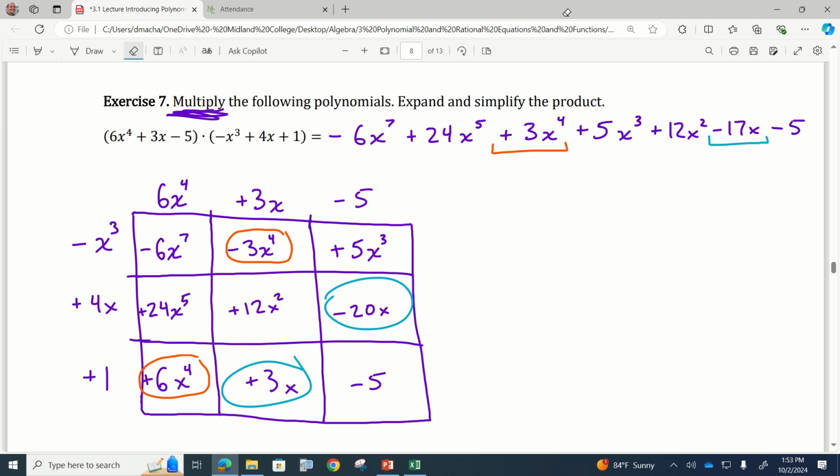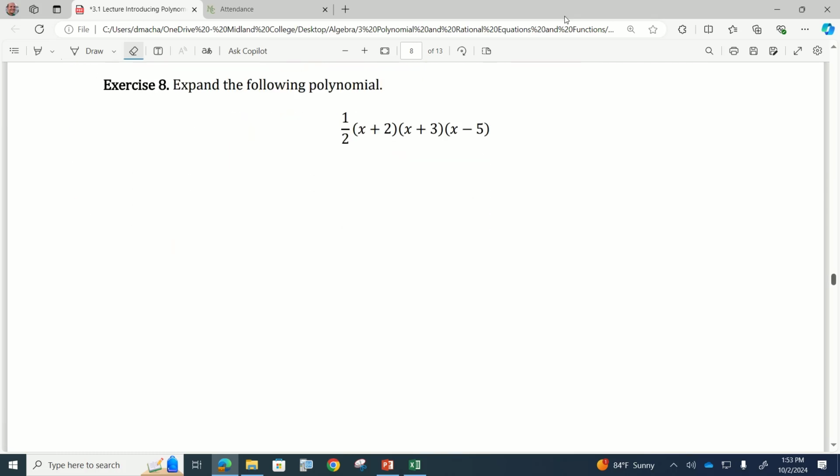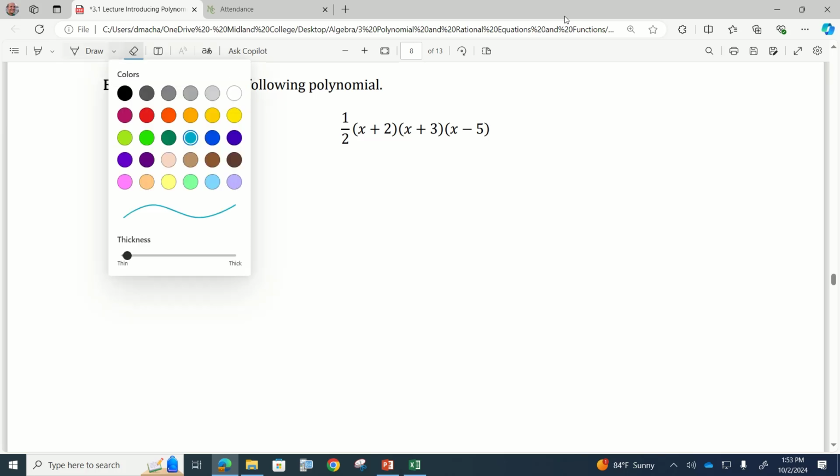Is that super easy? Okay. So we can add, we can subtract, we can multiply. We're going to save division for next time. We'll save that for next Monday. The next thing we might want to do is expand.